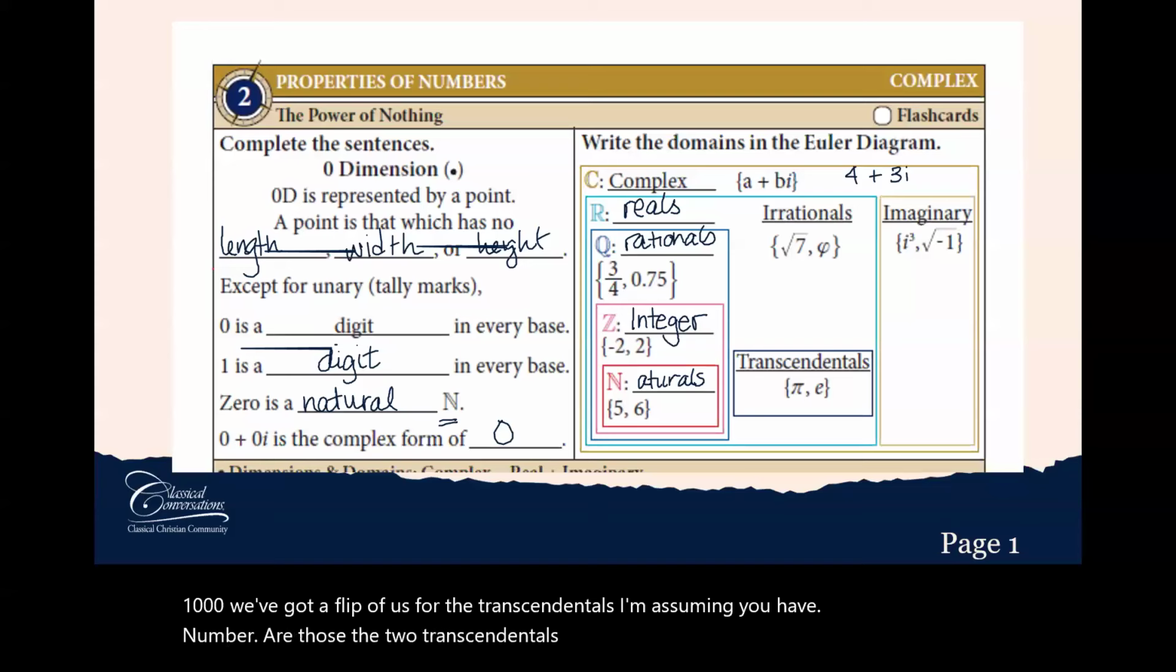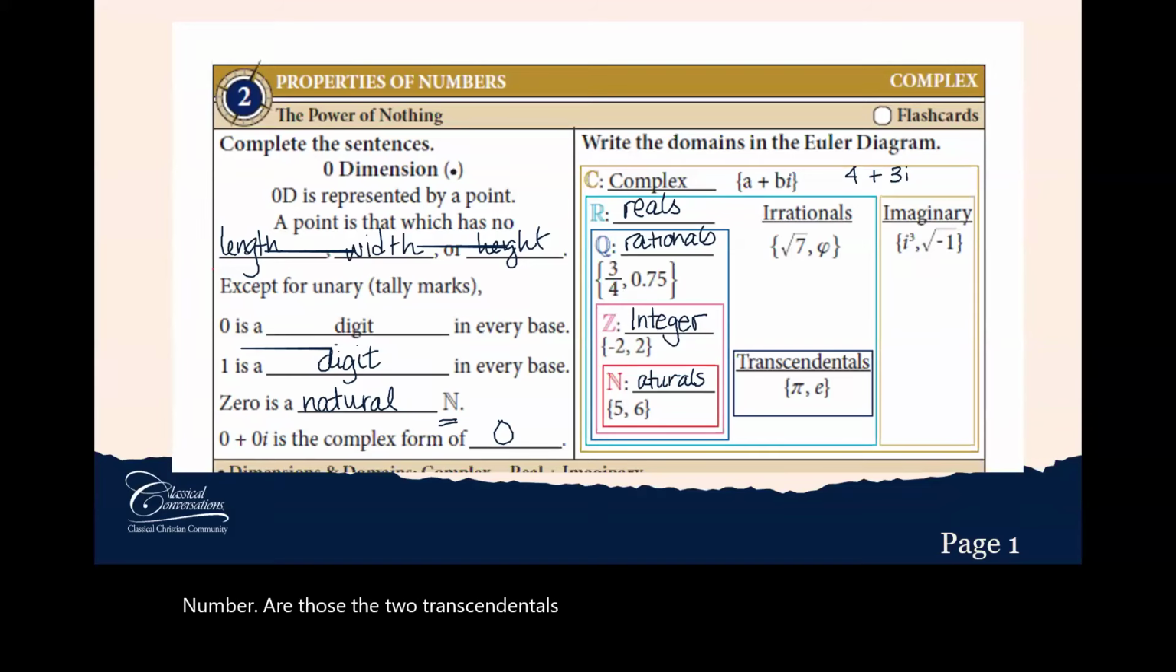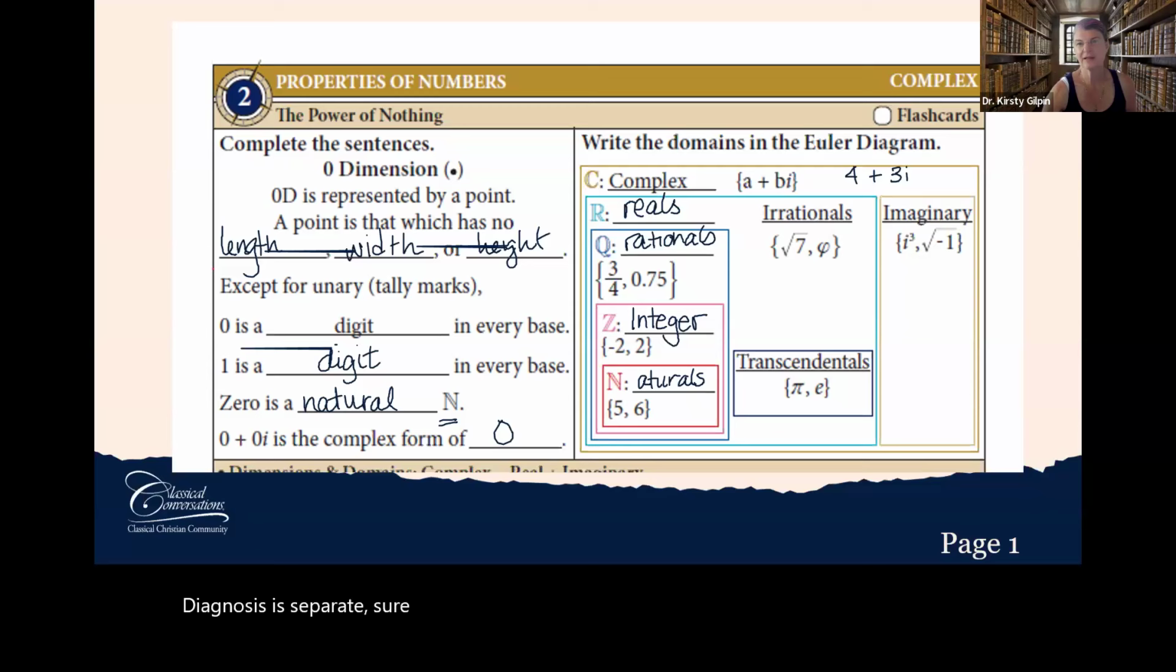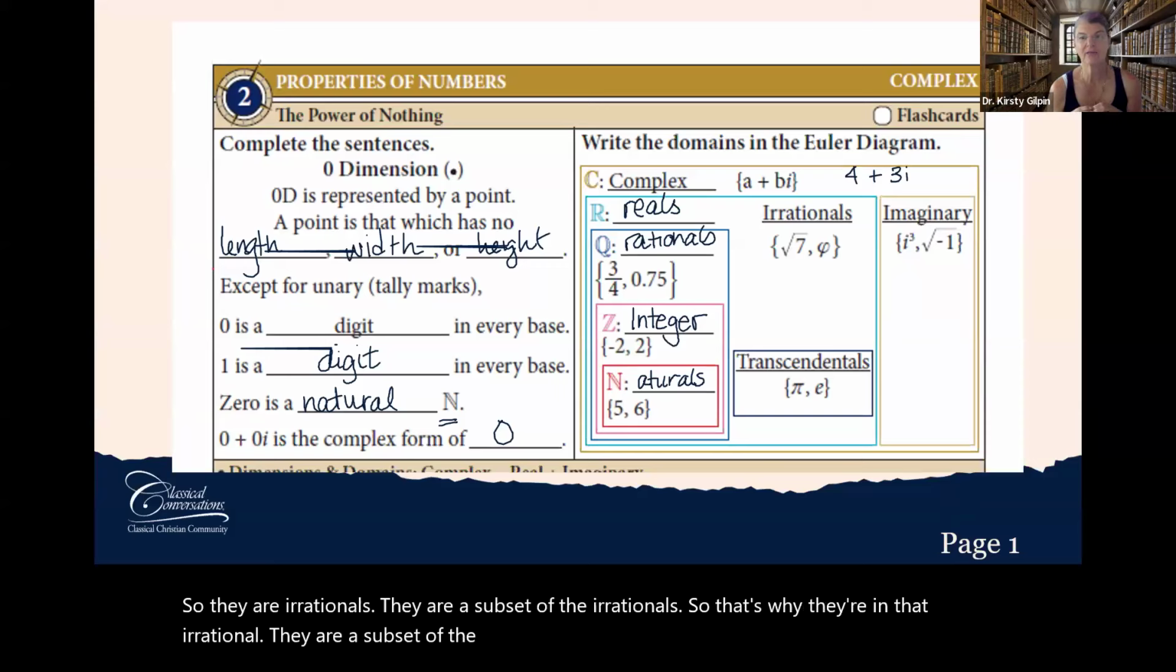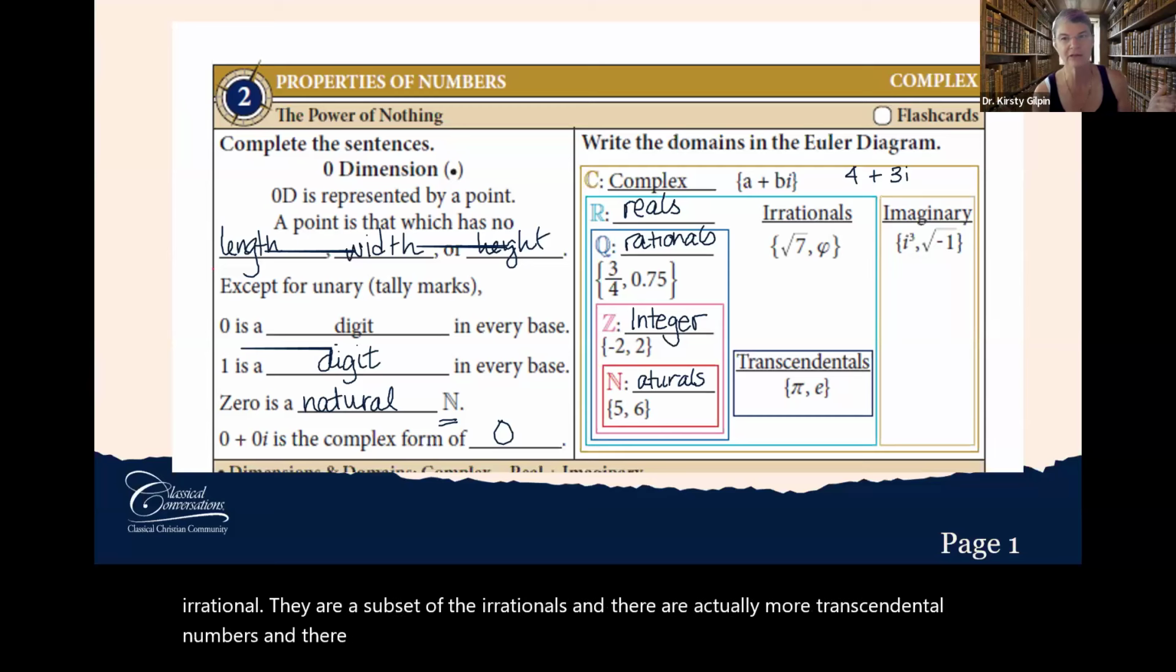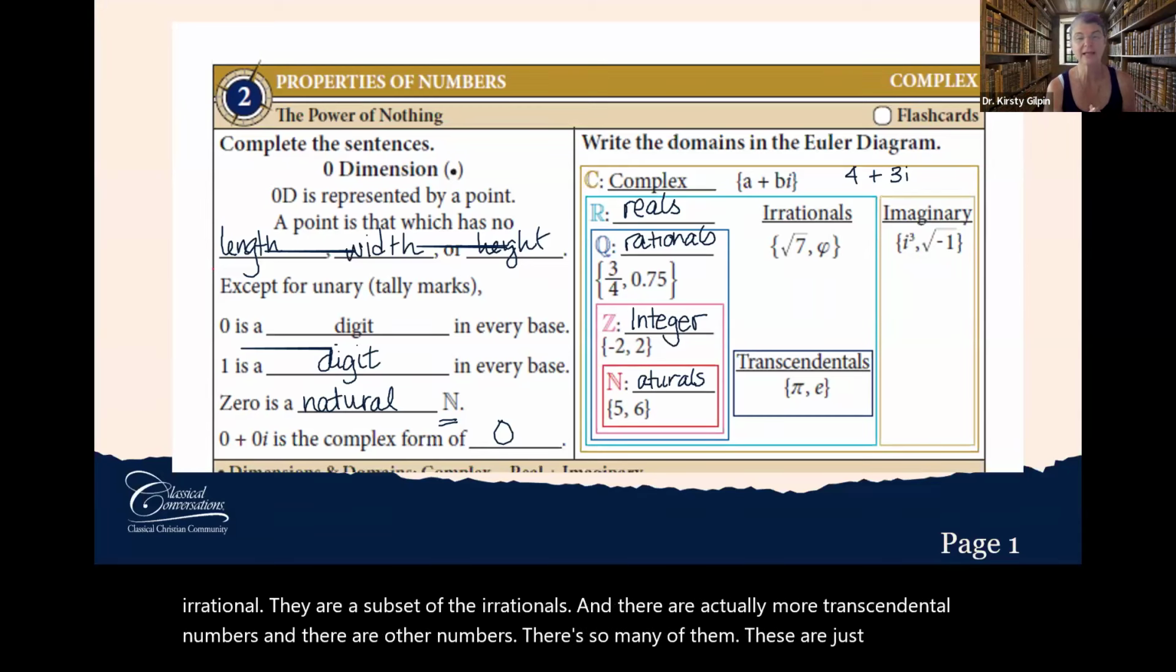And why are those in a separate box, not shown as irrational? Sure. They are irrationals. They are a subset of the irrationals. So that's why they're in that irrational section. And there are actually more transcendental numbers than there are other numbers. There's so many of them. These are just two that we're looking at.